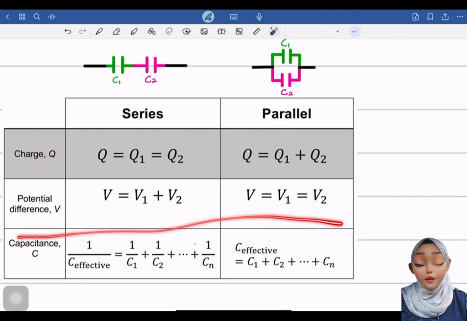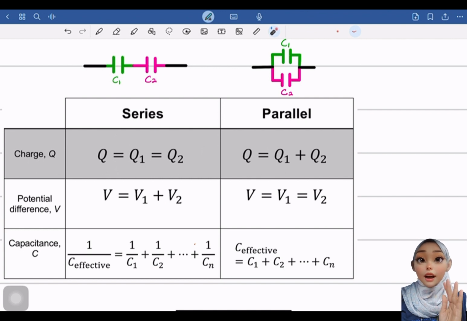Before this, I have explained the capacitance, how to get the effective capacitance. And for today, I just want to focus on the charge and the potential difference. Now for the charge, we will see it as if it's an amount of water that flows in a river, for example.